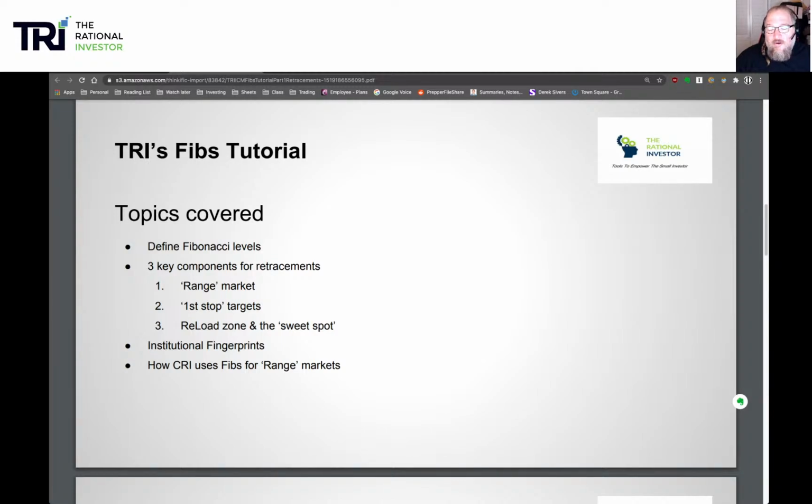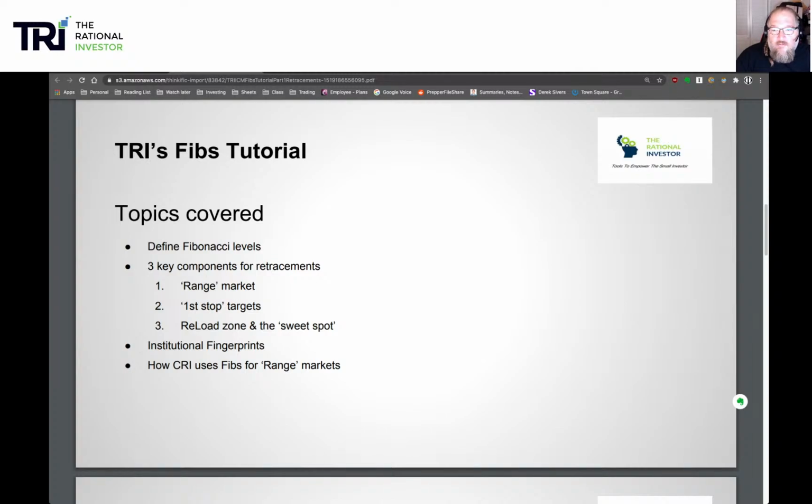There are kind of three key components for when retracements are relevant, right? Retracements work best in ranging markets, right? Where we're looking for price to have moved in a certain direction and then retrace to a certain level. We will also be using them in trending markets to an extent. We'll talk about that when we get into the bot in just a little bit.